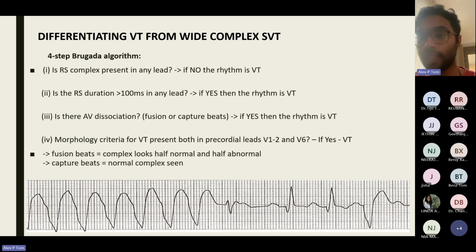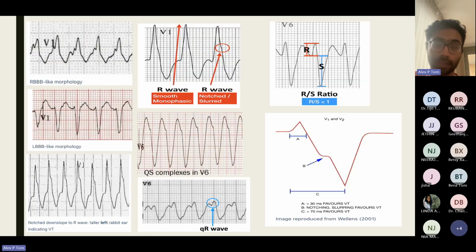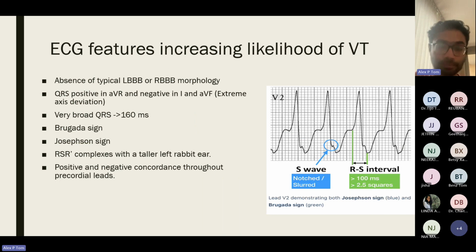Straightforward SVT you can easily differentiate, because most of them will be narrow complex tachycardia. But the trouble arises when the SVT happens with a bundle branch block or there is an antidromic AVRT, as we discussed earlier. In such cases, again, the QRS complexes would be broad, and you might have to differentiate these two. But in all such cases, to be fair, when there is doubt, always treat it as VT. That would be the bottom line.